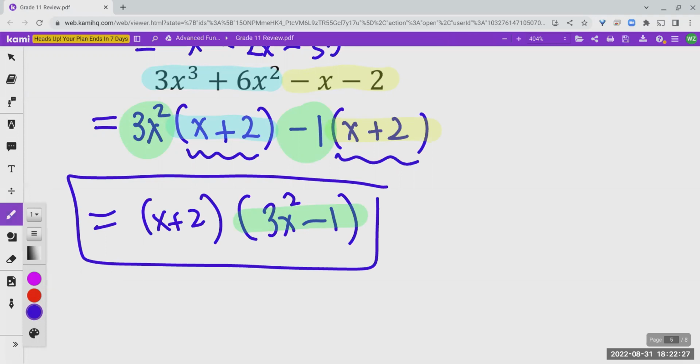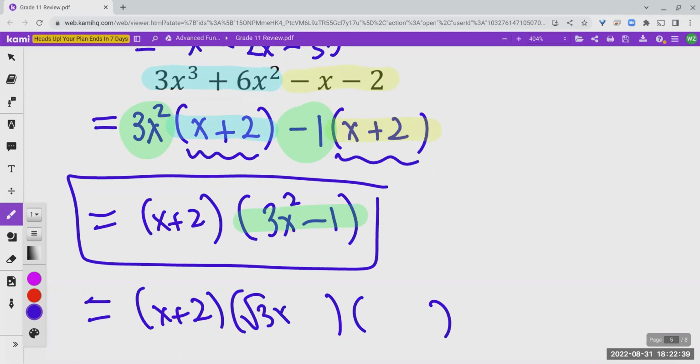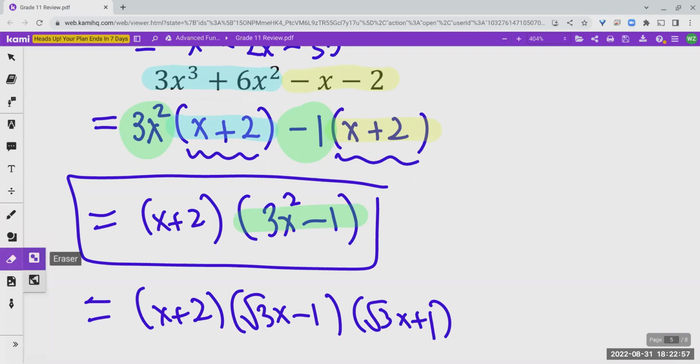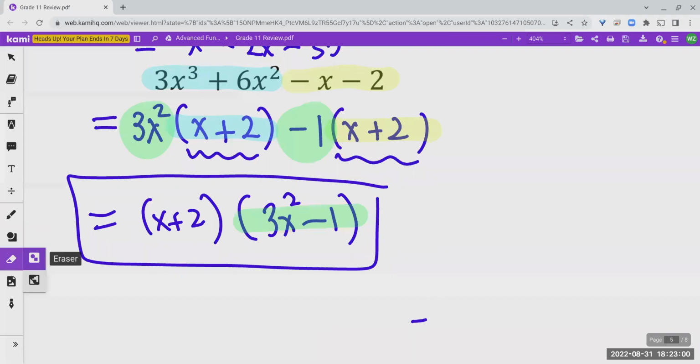That looks like a difference of squares, but 3 is not a perfect square, so yeah. Okay, I guess you can do this. If you really want to, you can have root 3x minus 1, root 3x plus 1, because you can take the square root of 3, it's just root 3, and call it a difference of squares. But this isn't really necessary because you'd be dealing with irrational numbers, and that's messy. You are not expected to do that, so you can just stop right there.